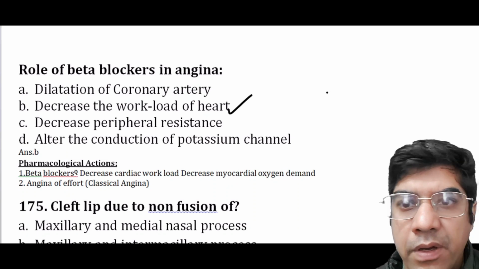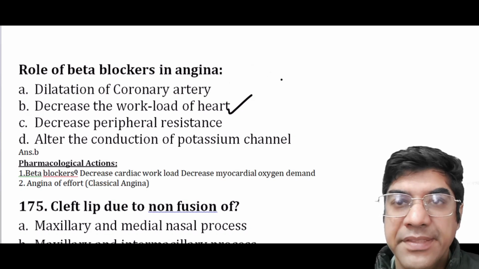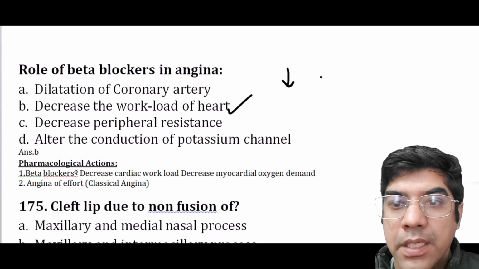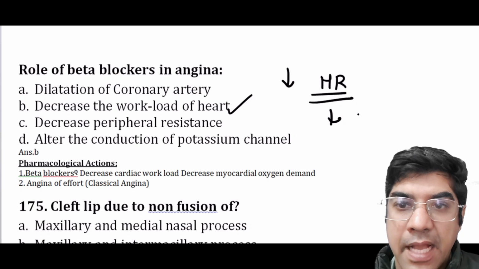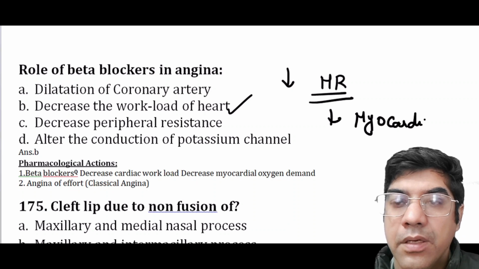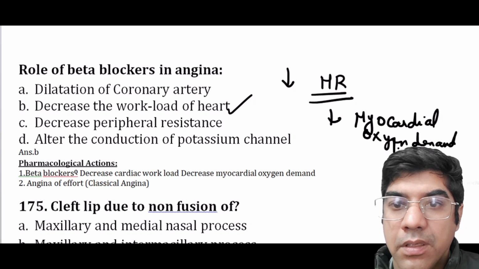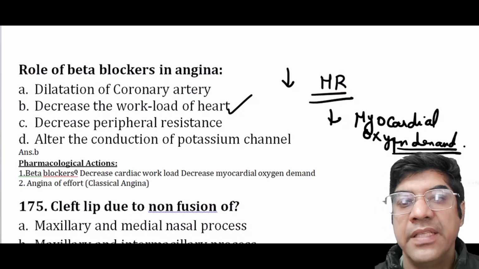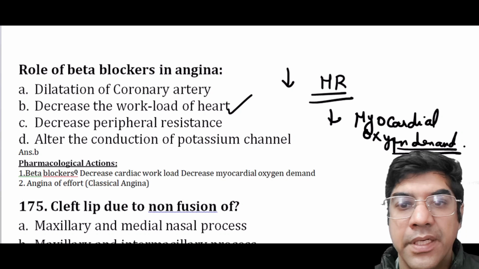The role of beta blocker in angina, the answer is they decrease the workload of the heart. Beta blockers reduce the workload on the heart by decreasing the heart rate. That reduces the force of contraction and thereby decreases the speed of conduction through the heart. That action results in a decrease in the myocardial oxygen demand. So beta blockers are used in management of classic angina because of their ability to decrease the oxygen demand of the heart muscle.